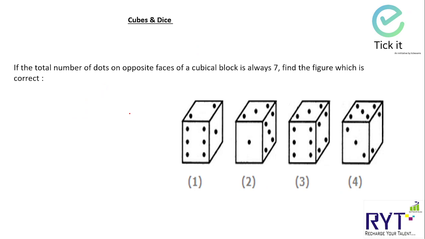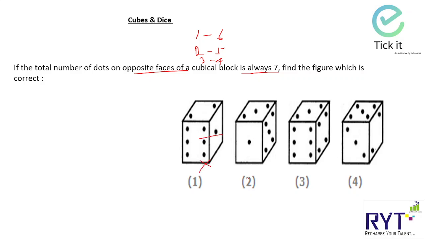Observe carefully. The total number of dots on opposite faces of a cubical block is always 7. Find the figure which is correct. If you remember, in the basics I have told you, standard dice opposite faces will always add up to 7. That is, 1 is opposite to 6, 2 is opposite to 5, 3 is opposite to 4. And opposite faces cannot be together. 1 and 6, they cannot be together because they are opposite.